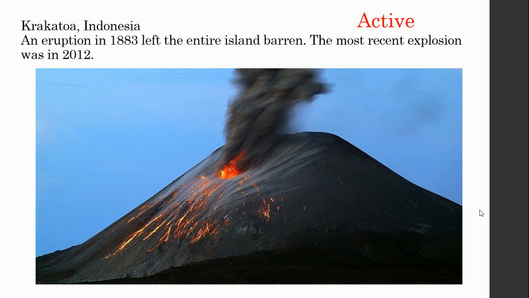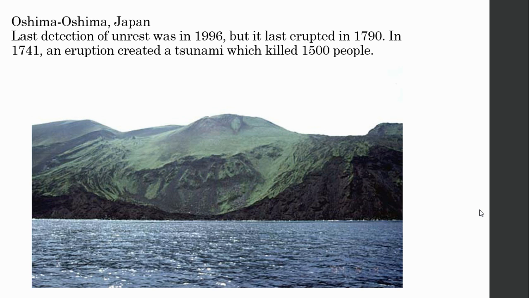Okay, number 4, our last one. I hope you're doing well. Our last one is a volcano called Oshima in Japan. The last detection of unrest was in 1996. That is about 25 years ago. But it last erupted in 1790. In 1741, an eruption created a tsunami which killed 1,500 people.